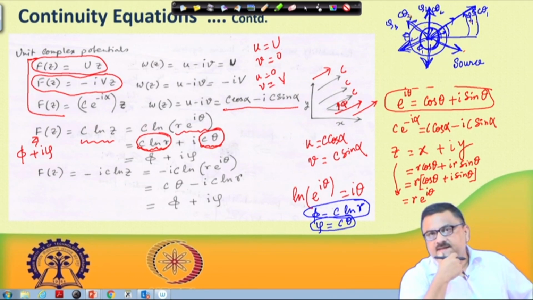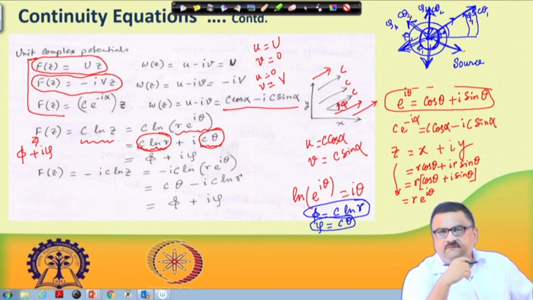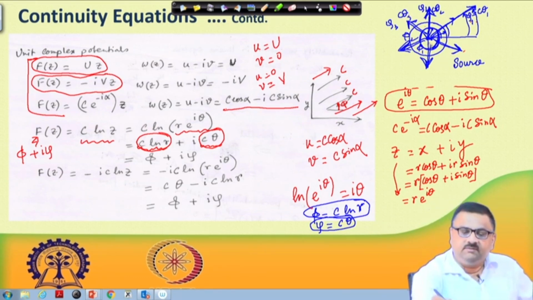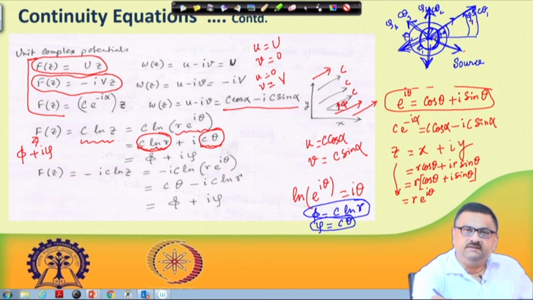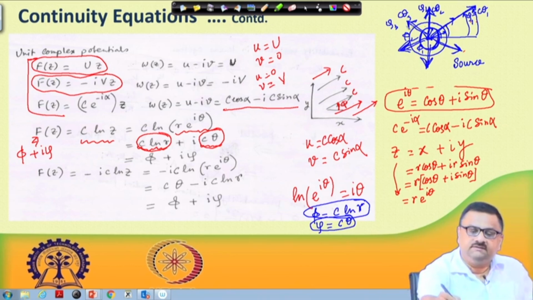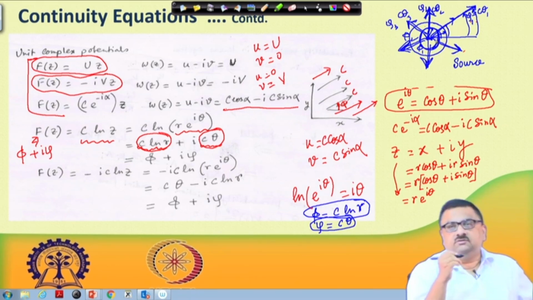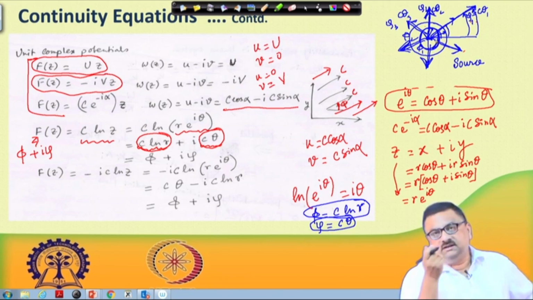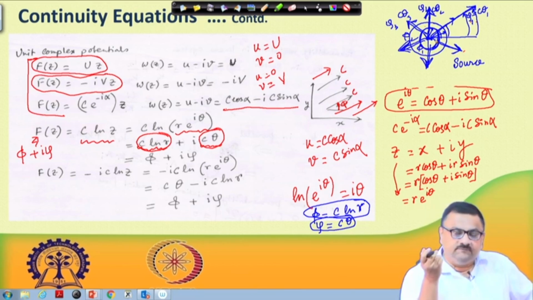So, the potential lines are the circles, and they make perfect sense because the radius is perpendicular to these circles. So these circles are the potential lines, and the radial lines coming out from that point are the streamlines.